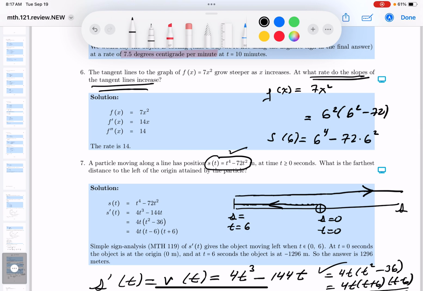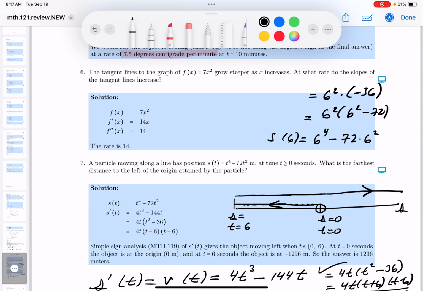Now, let me get my eraser out. I get this from the prior problem. I don't need that anymore. Yes, I'm bleeding into the prior problem. What do you get over here? Well, it's going to be 6 squared times minus 36. How do I know it's minus 36? 6 squared is 36. 36 minus 72 is going to be minus 36. So it's going to be 36 times minus 36.